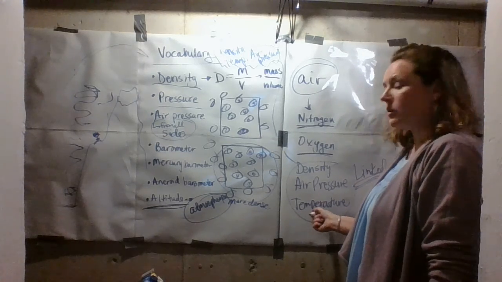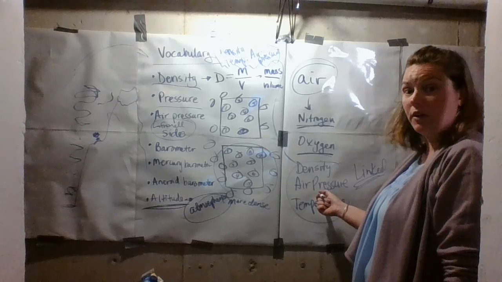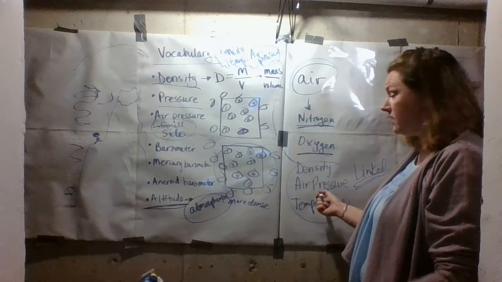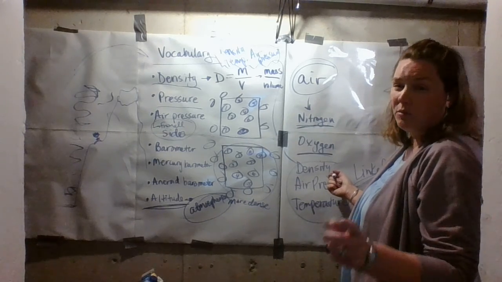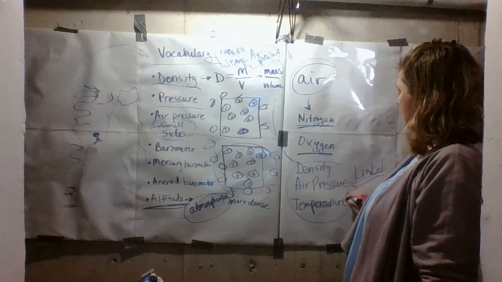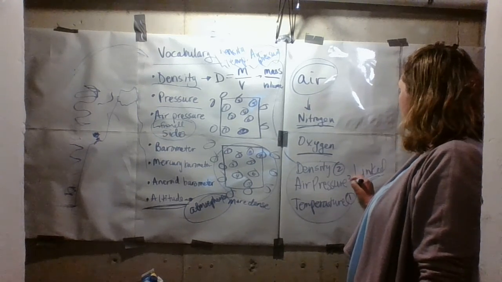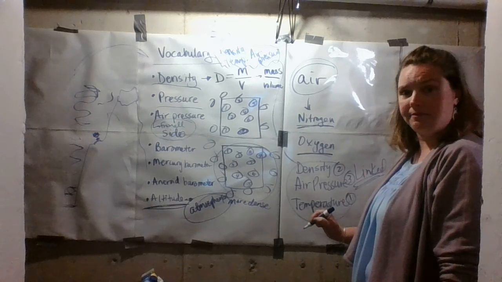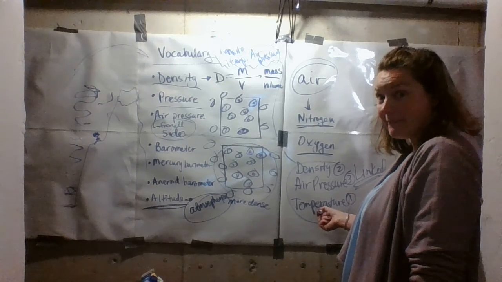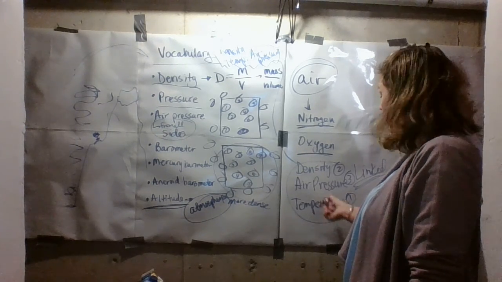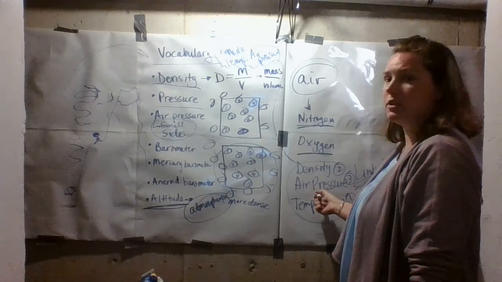As your temperature increases or decreases, it will cause your air pressure to also increase or decrease, and likewise your density increases and decreases. Really, temperature impacts density, which impacts air pressure. So in what order? Temperature is going to impact the density, which impacts your air pressure.